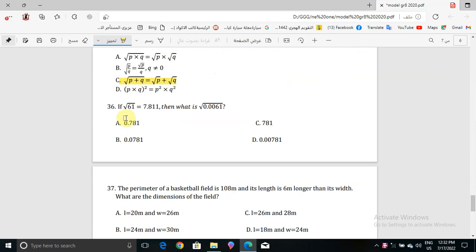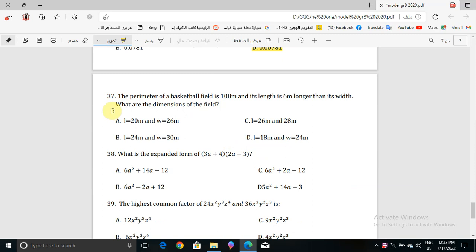Now question number 36, if radical 61 is equal to 7.811, then what is the radical of 0.0061? Here the correct answer will be 0.0781. Now question number 37, the perimeter of a basketball field is 108 meters and its length is 6 meters longer than its width. What are the dimensions of the field? The correct answer will be length 30 meters and width 24 meters.